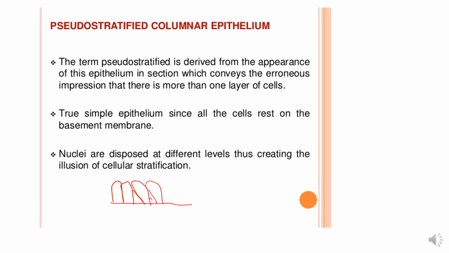Here you can see this is a cell which is lying on the basement membrane but not reaching the apical surface. Again, this one is lying on the basement membrane but not reaching the apical surface, while these are the cells which are reaching the apical surface. So the nuclei appear to lie at different levels, thus there is an illusion of cellular stratification.